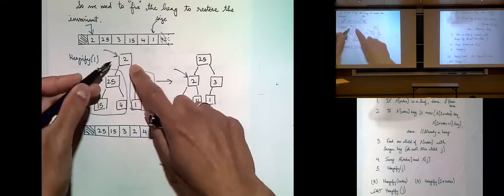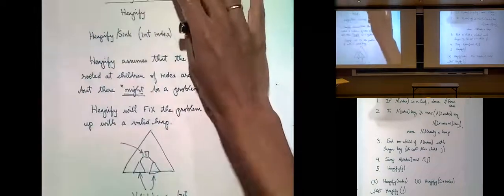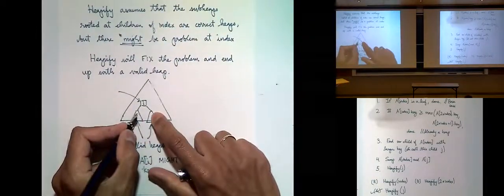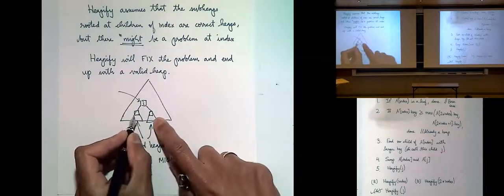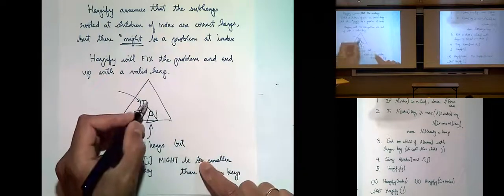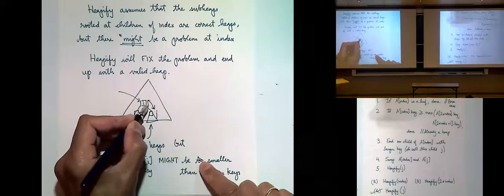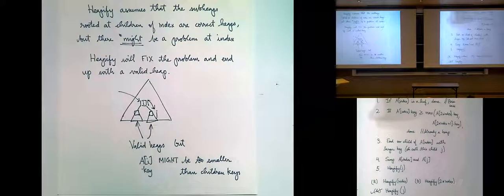Right, because let me go back to this picture here. If you have a problem at I, or at index, you find out the child with the larger key, so suppose that was J. You swap these two. And then the problem has been pushed one level down, so you call heapify now at J. So the problem goes down level by level. Is this clear? Yes, no? Time to ask questions.